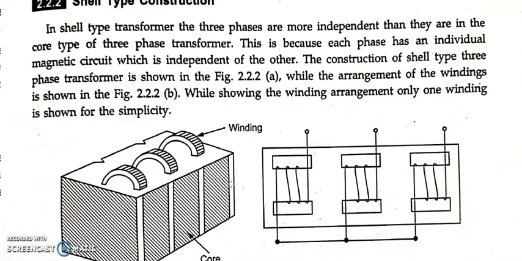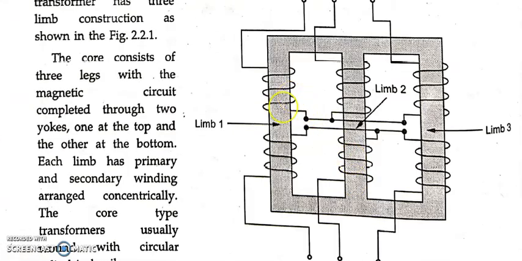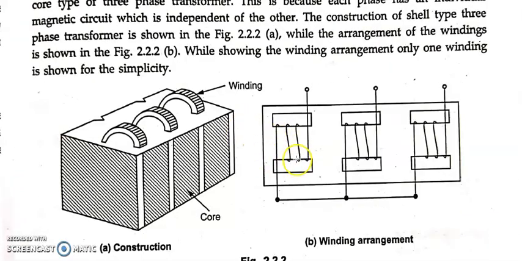Now let us go with the shell type of transformer. Like I told you, the core surrounds the winding, hence the name shell type transformer. In the shell type transformer, the three phases are more independent in nature than in the core type. This is because each phase has an individual magnetic circuit. You can see this is the magnetic circuit for one phase, here it is for another phase, and here for the third phase. So they are all independent of each other. But in the core type it was not so, it was somewhat dependent, whereas here it is separate.